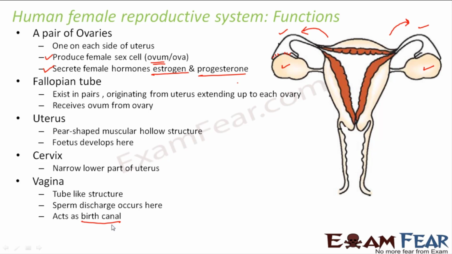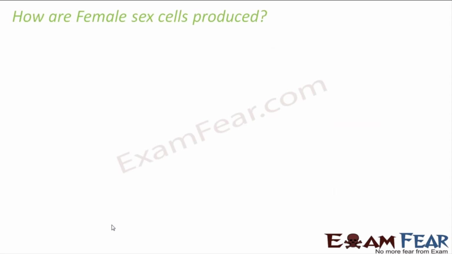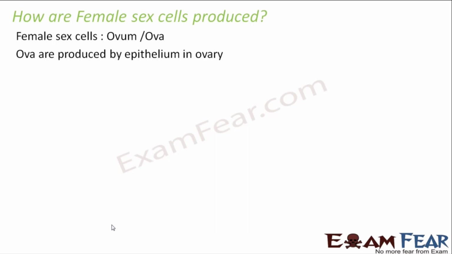So let us now see how the female sex cells, that is the ova or the egg cells, are produced. So the female sex cells are known as ova. Now ova are produced by epithelium in the ovary. As I said, inside the ovary is present a lining of epithelium. So that epithelium produces the ovum or ova.